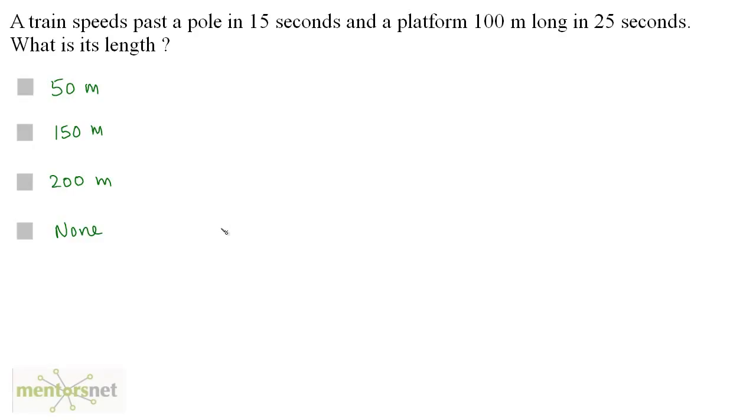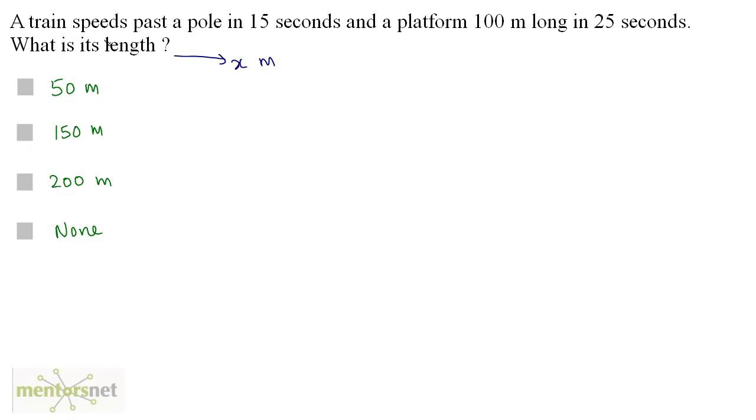A train speeds past a pole in 15 seconds and a platform 100 meters long in 25 seconds. What is the length of this train? Well, let us keep the length of this train as x meters.